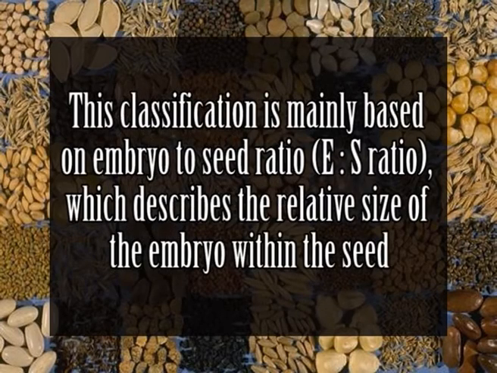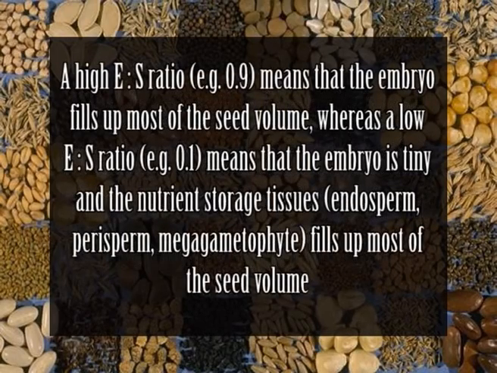This classification is mainly based on the embryo to seed ratio, the E:S ratio, which describes the relative size of the embryo within the seed. A high E:S ratio, for example 0.9, means that the embryo fills up most of the seed volume, whereas a low E:S ratio, for example 0.1, means that the embryo is tiny and the nutrient storage tissues, that means endosperm, perisperm, megagametophyte, fill up most of the seed volume.